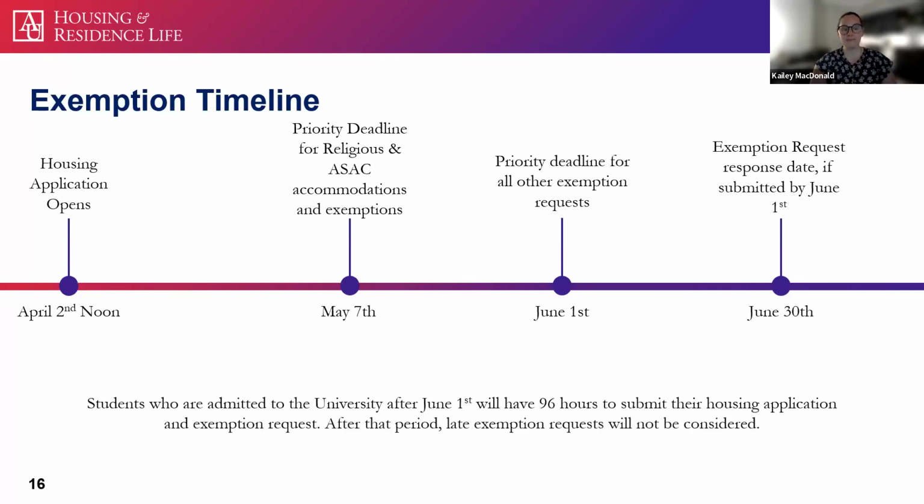One thing I do want to highlight is that any student that is admitted to the university after June 1st will have 96 hours to complete the application and their exemption request. So we understand that some students may not be able to abide by this specific timeline, but we do want to give that 96-hour period to complete all of the necessary paperwork and the application so you have time. So we can also provide you a response in a timely fashion. Unfortunately, after that time, exemption requests will not be considered. So please make sure if you're considering an exemption that you're completing everything on this timeline.